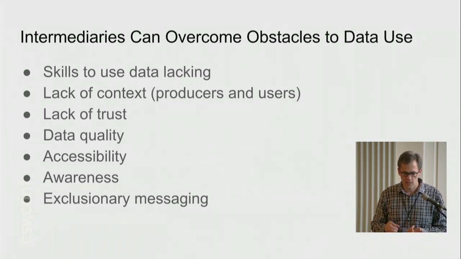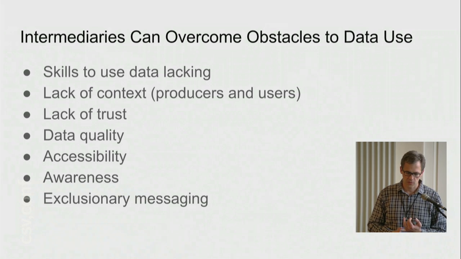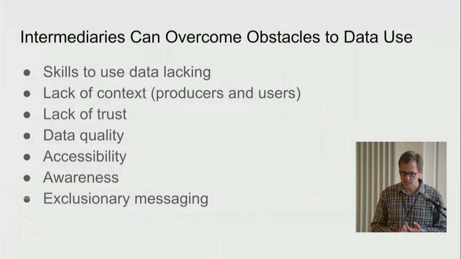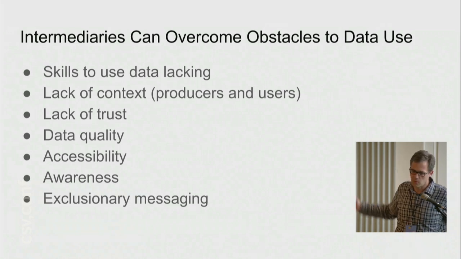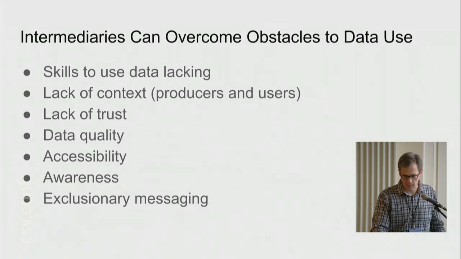In a lot of cases, producers aren't trusted by data users, vice versa. Data quality is an issue, as we heard a lot today. Accessibility is an issue. Awareness, does this data exist, is an issue. And then even things like exclusionary messaging, when we talk about data being for the tech community and hackers and everybody who can hack on data, we're excluding a lot of people that don't have those skills. So these are all some obstacles that we've seen in our work that really inhibit data use.